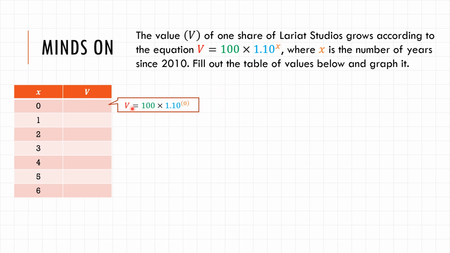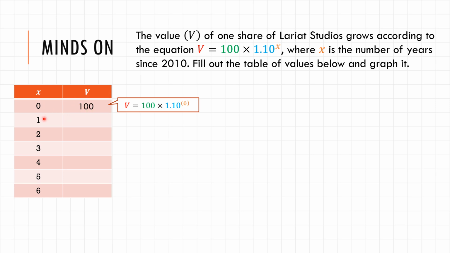And so the value of V is calculated by taking 100 and multiplying it by 1.1 to the power of 0. And what is anything to the power of 0 going to equal? 1. And so 1 times 100 would just be 100. So, of course, I could have known this as well just by looking at the initial value is always this number in front that is being multiplied by the power. And so I know that in 2010, when 0 years have passed, the value of this share is $100.